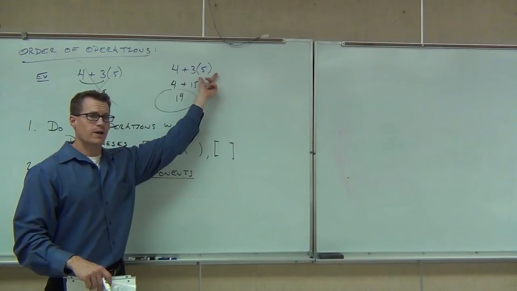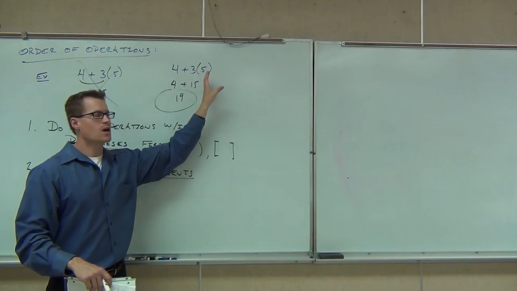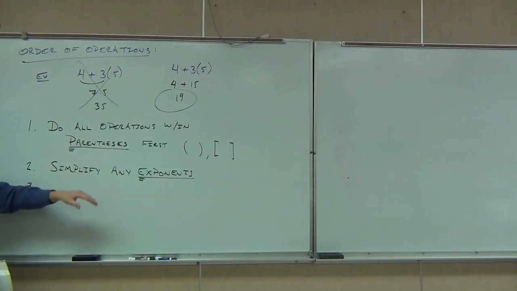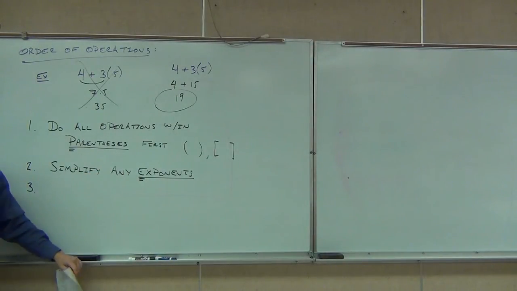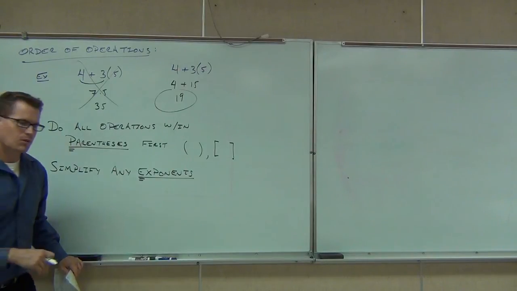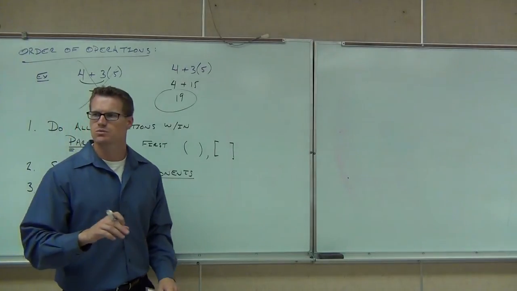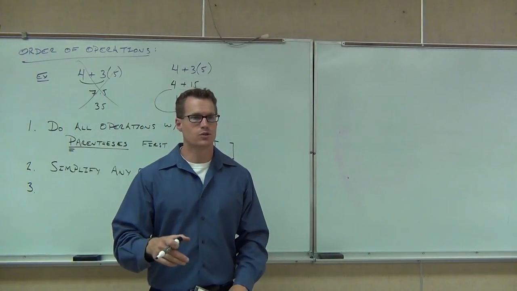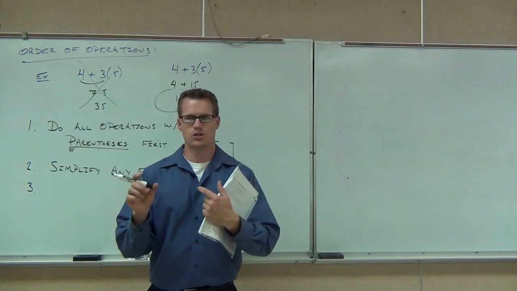Then we look for exponents. We don't have any exponents. Now we move on to the next step. The next step in our order of operations is we're going to do all multiplication and division. Here's the deal. A lot of people get this wrong. A lot of people think that you have to absolutely do multiplication before you do division, and that's not true. What's true is you do multiplication and division.